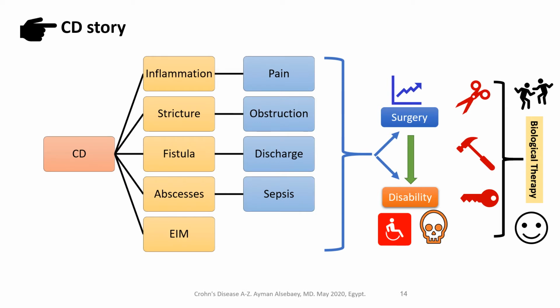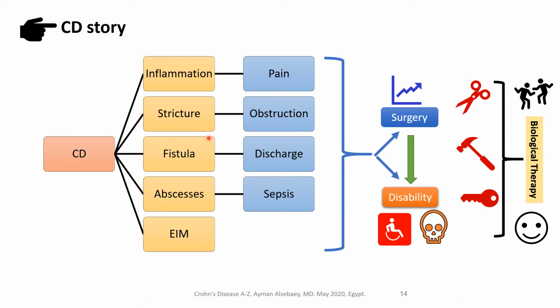This slide is the key to understanding Crohn's disease. If we understand it, you will find that it is very easy to study Crohn's disease. Crohn's disease causes inflammation. This inflammation clinically causes pain, okay? This inflammation causes stricture because it heals by fibrosis. This stricture may cause GIT obstruction.